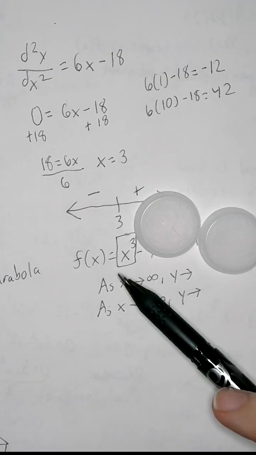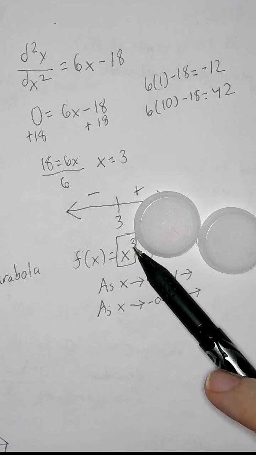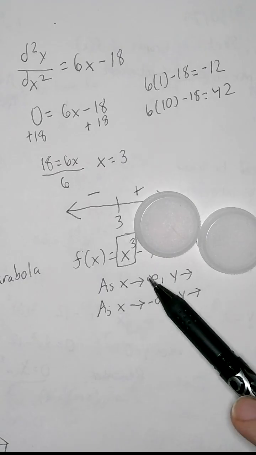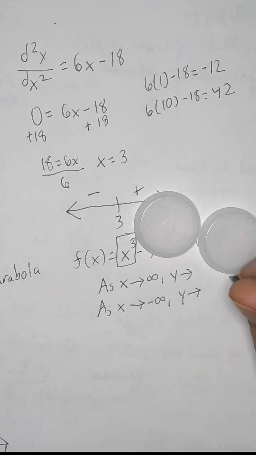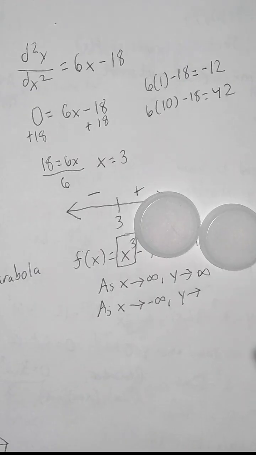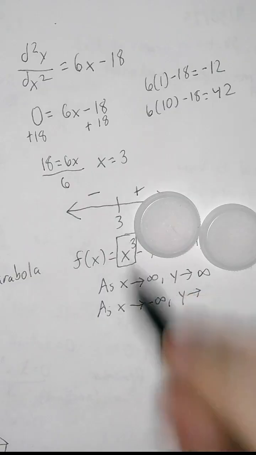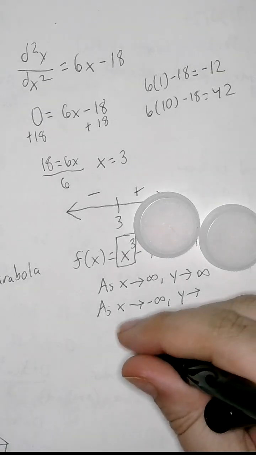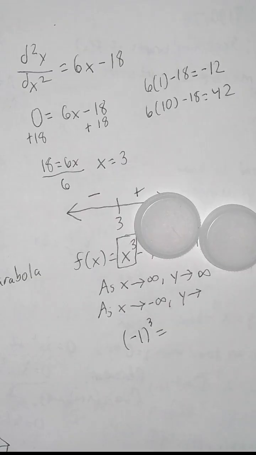So here, if I take a positive number and cube it, I'm going to end up still with a positive number. So if I put in a really big number and cube it, I'm going to end up with an even bigger positive number. So we say that as x approaches infinity, y approaches infinity. And then if I plug in a negative number and cube it, am I going to end up with a positive or a negative number? For example, is that going to be a positive or negative number?